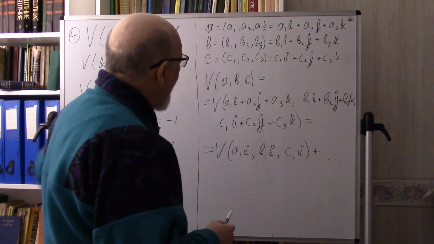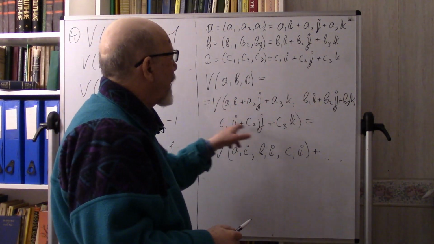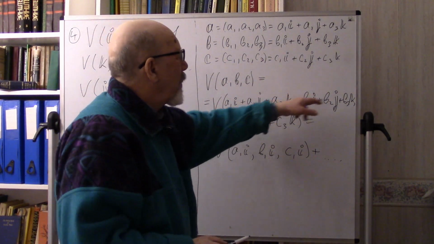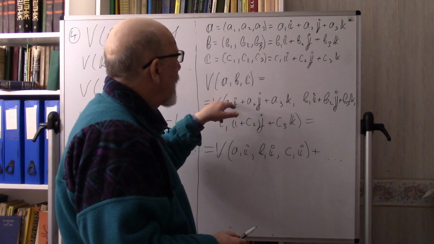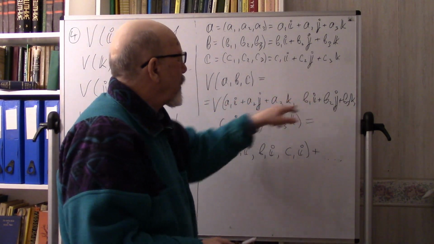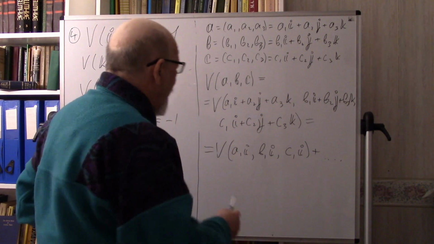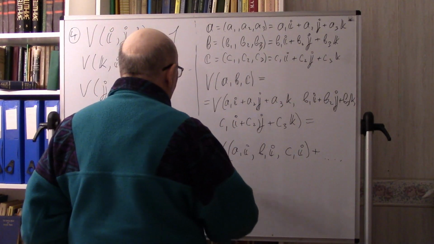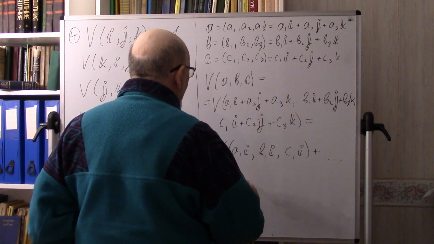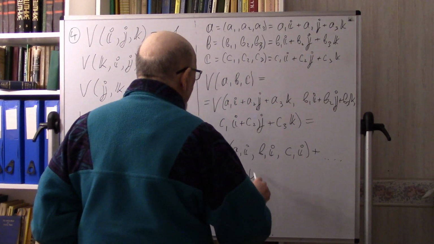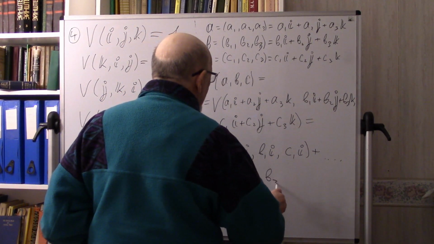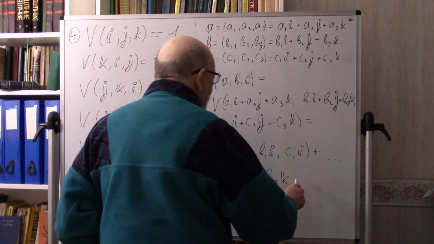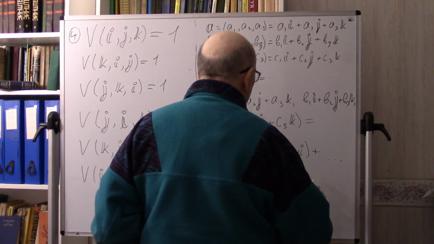So all in all, we have 27 terms here, because we have three groups, and we take one term from each of these groups independently. So the last is V of A3k, B3k, C3k.